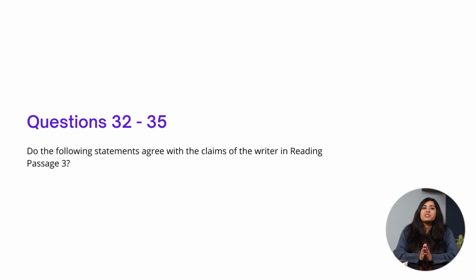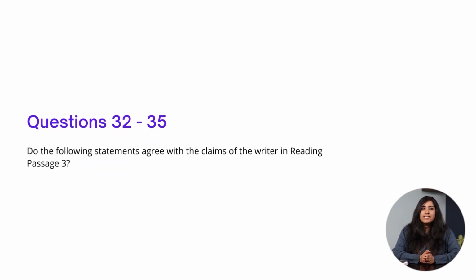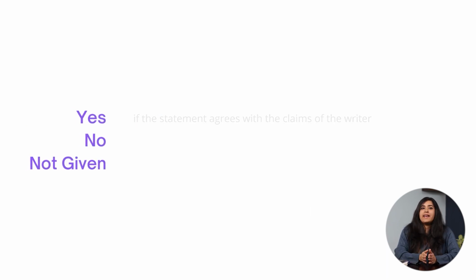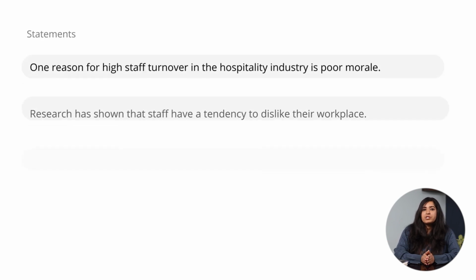Let's move on to questions 32 to 35 now. These are the question type: yes, no, or not given. We'll read through the instructions and questions. Do the following statements agree with the claims of the writer in reading passage 3? Yes, if the statement agrees with the claims of the writer. No, if the statement contradicts the claims of the writer. And not given if it is impossible to say what the writer thinks about this. So let's look at the questions, starting with number 32.